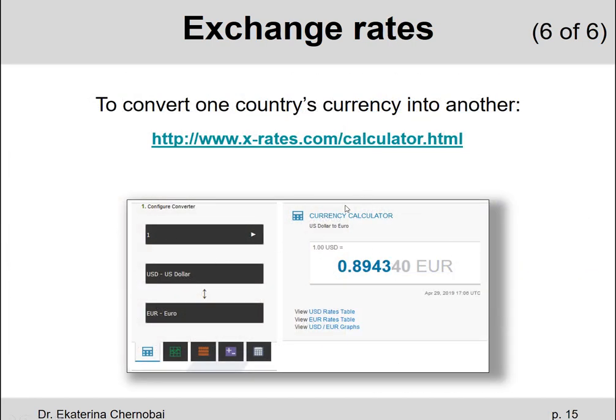There are a whole bunch of different websites where you can see how many rupees are equivalent to how many, let's say, euros or how many dollars. So you can convert any amount of pretty much any country's currency into the currency of any other country that you like. For example, this website, www.x-rates.com/calculator, allows you to convert currencies. It's the currency calculator page.